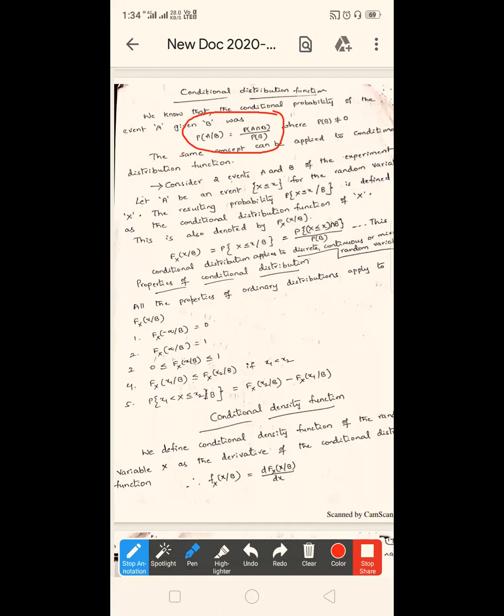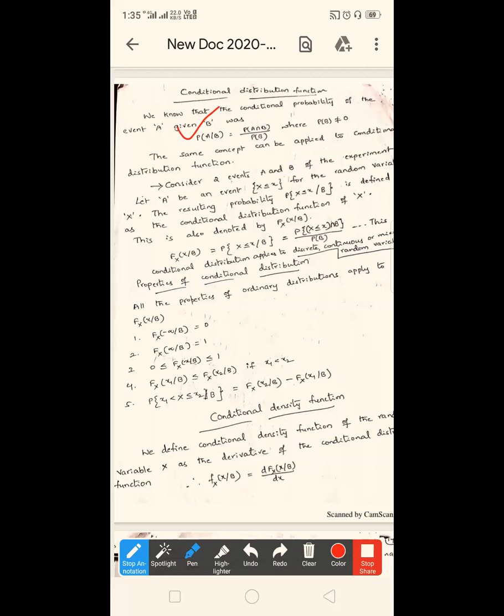Okay, conditional probability of the event A given B was defined as probability of A given B equal to probability of A intersection B divided by probability of B, where the probability of B value must not be 0, because if it is 0, the denominator becomes 0. If the denominator is 0, automatically the conditional probability value is infinity. That is not a correct value of probability. Okay, so here this is the formula for conditional probability.